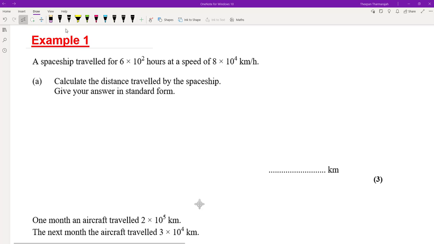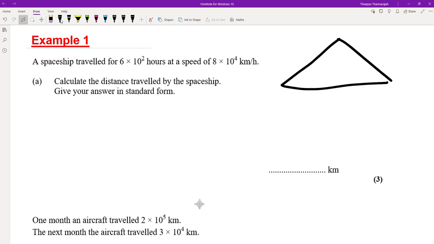So what we're going to do for a question like this is say, well, we know from maths and physics that the formula for speed is distance divided by time. And we can also say from this triangle that the distance is speed times time. So we're going to use this in this problem. So we want to calculate the distance. So the distance according to this triangle is speed times time.